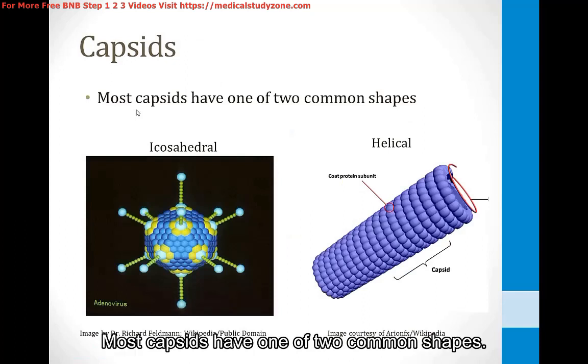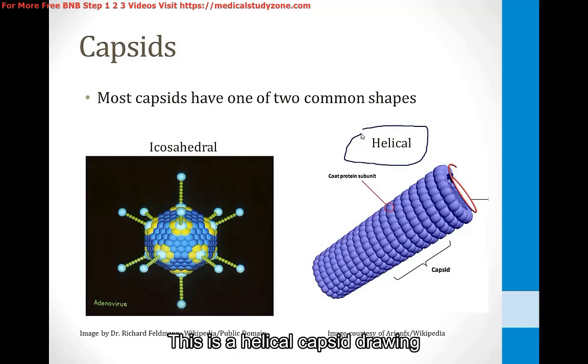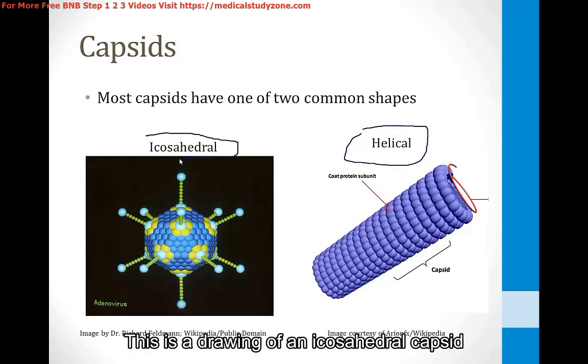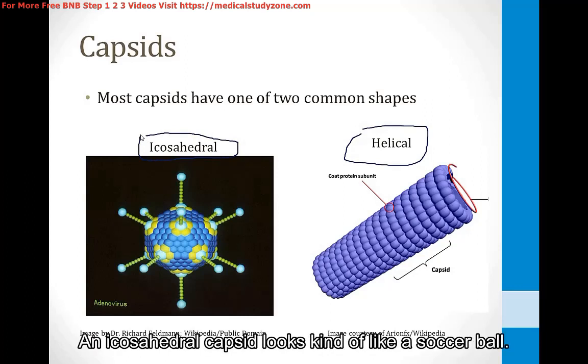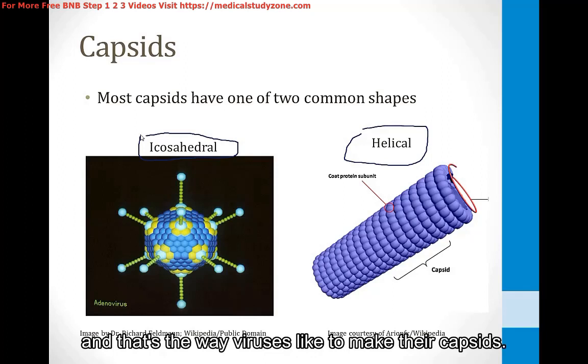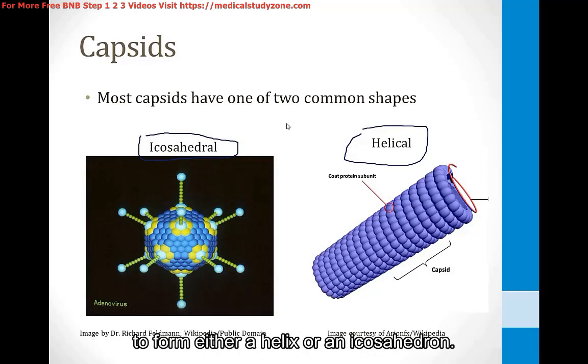Most capsids have one of two common shapes. The first common type is a helix. This is a helical capsid drawing on the right side of the screen. The other common shape is an icosahedron. This is a drawing of an icosahedral capsid on the left side of the screen. An icosahedral capsid looks kind of like a soccer ball. And both of these structures are made up of multiple identical copies of the same protein, and that's the way viruses like to make their capsids. They synthesize one protein and put multiple copies together to form either a helix or an icosahedron.